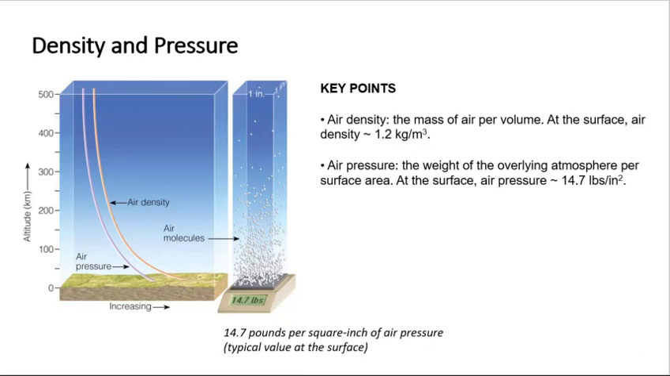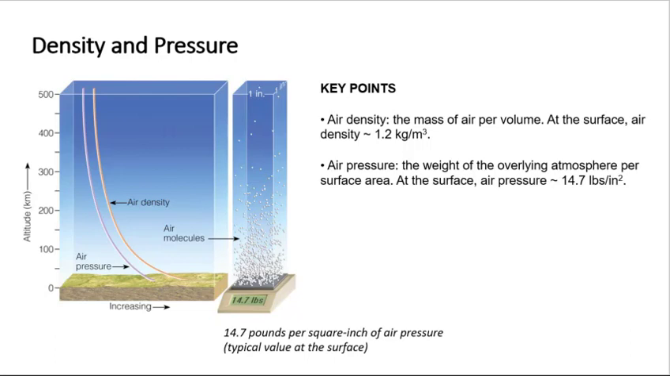In this slide, we show the vertical variation of two variables that describe the atmosphere: density and pressure. The chart is a vertical cross-section of the atmosphere, with height on the vertical axis increasing upward from the surface to the top of the atmosphere at around 500 kilometers, and density and pressure are on the horizontal axis, increasing to the right. The density of a substance is the amount of its mass per volume.